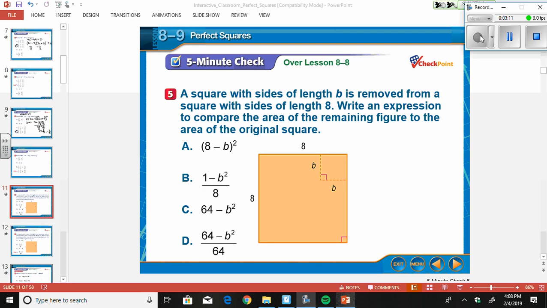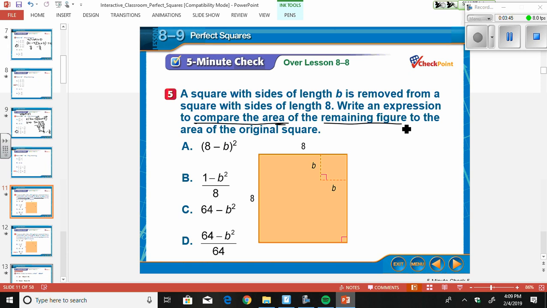So a square with side lengths of b is removed from a square with side lengths of 8. Removed means subtraction generally. So write an expression to compare the area of the remaining figure to the area of the original square. So we are comparing the original area to the remaining. The original is 64, 8 times 8.